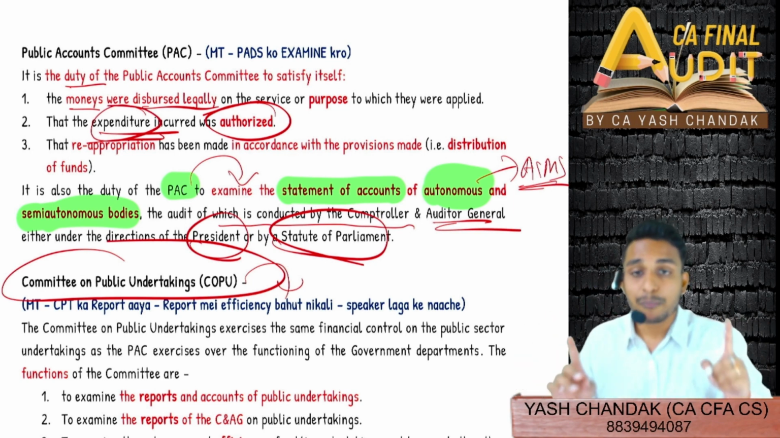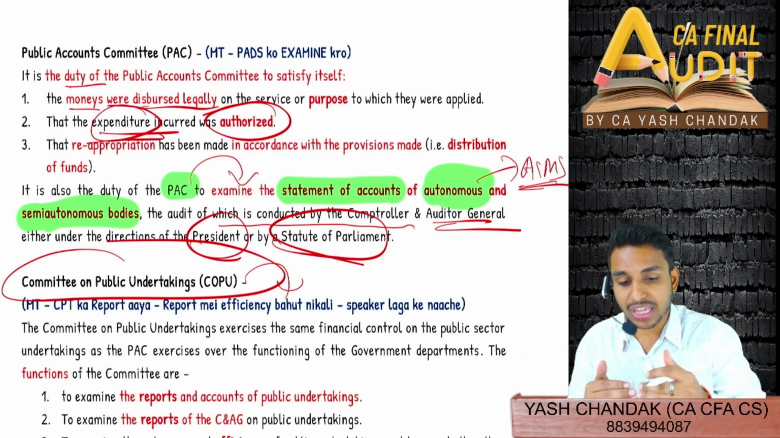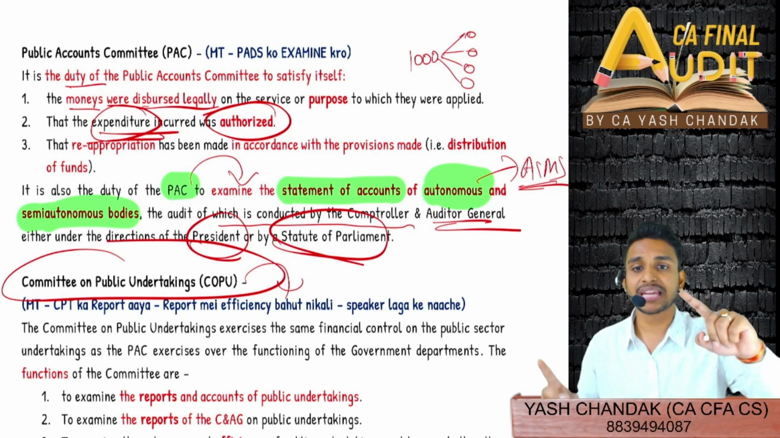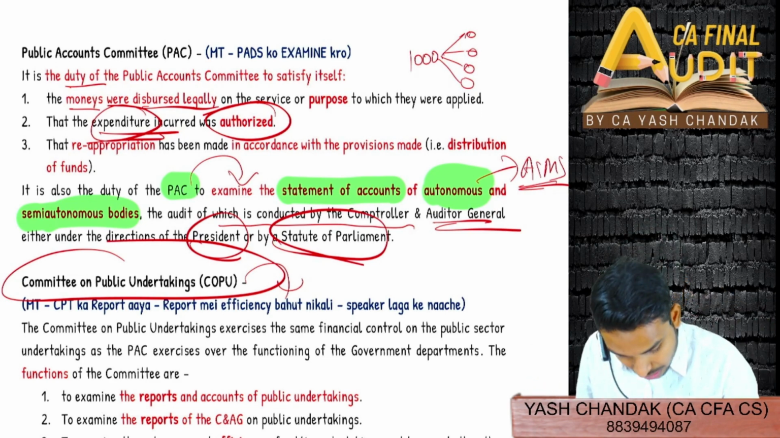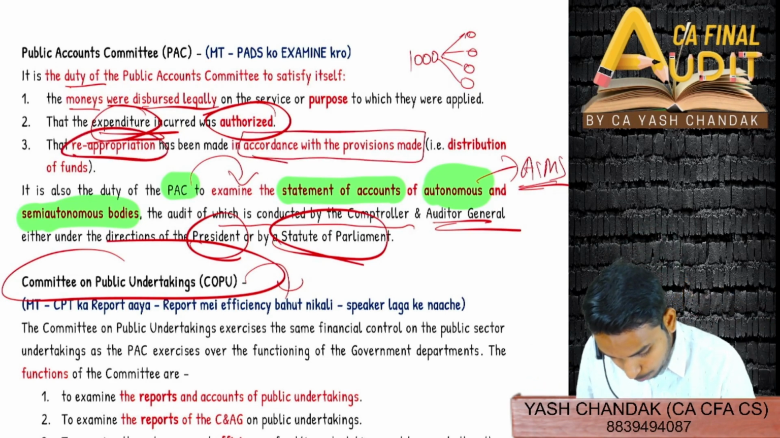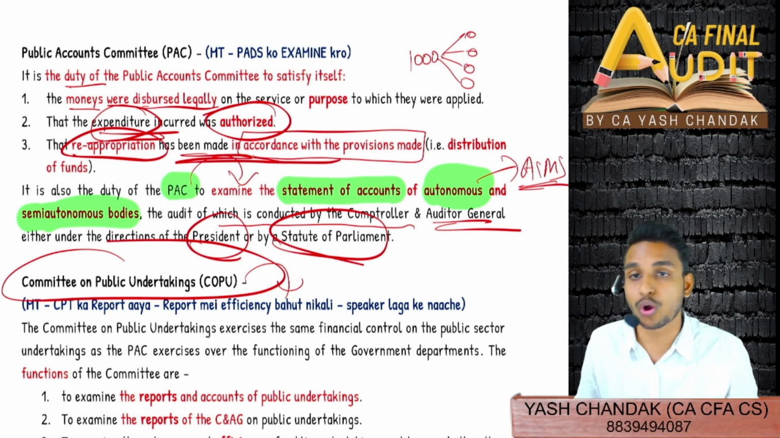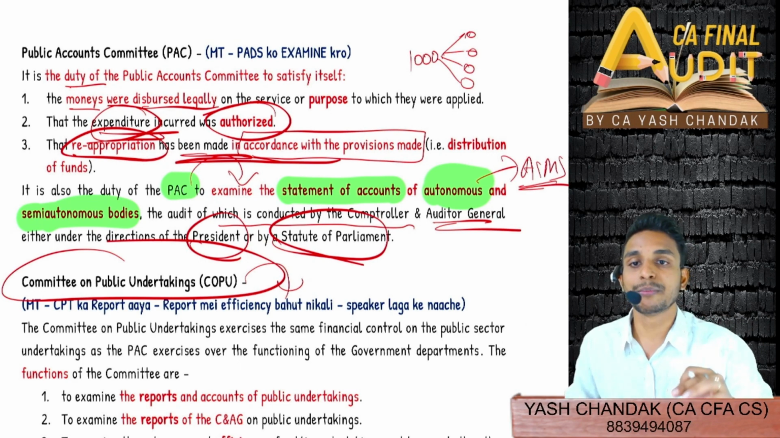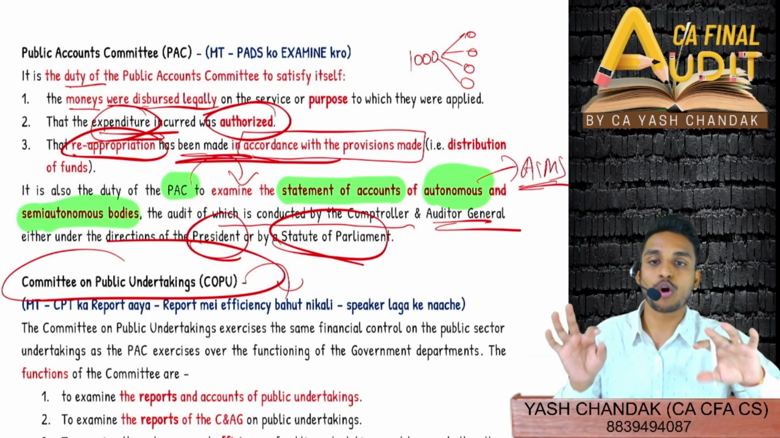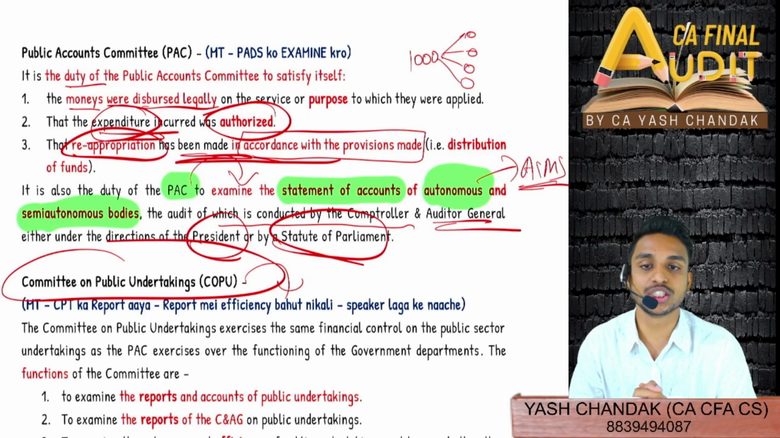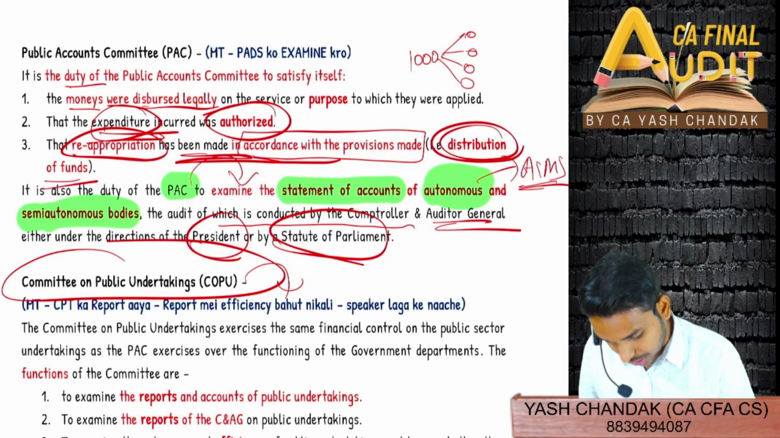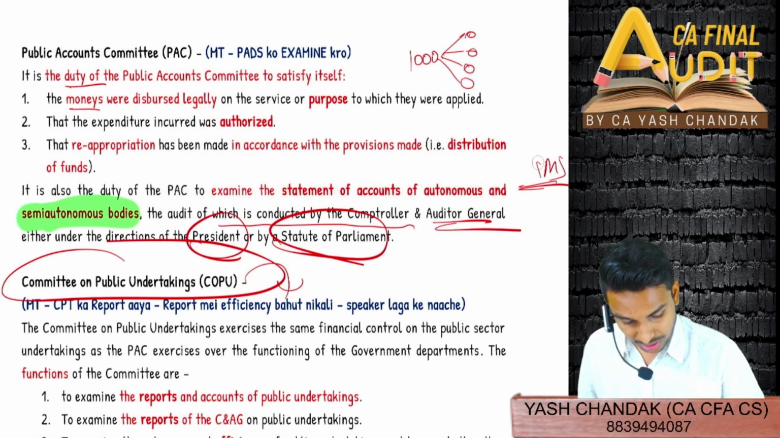No expenditure should be done without proper authorization. Let's say 1000 crore is the sanctioned amount, then that is further bifurcated into various departments. So each and every department gets the allocation properly or not, in accordance with the provisions made or not. So the reappropriation has been made in accordance with the provisions or not. That is what PAC will examine from the reports of the CAG. So the monies were disbursed legally, expenditure was authorized, and of course reappropriation should be made in accordance with the provisions made, which is what we call distribution of funds.